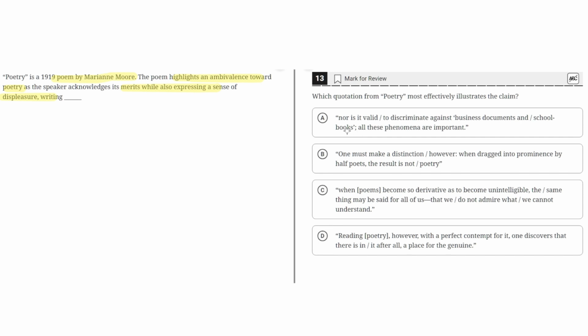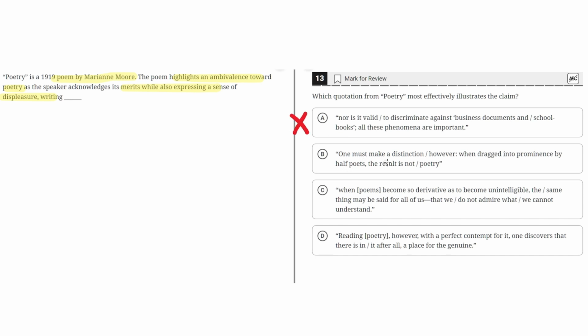So option choice A says, "Nor is it valid to discriminate against business documents and school books. All these phenomena are important." So this is incorrect because the focus of this claim here is on poetry, not on business documents and school books. So A is incorrect.